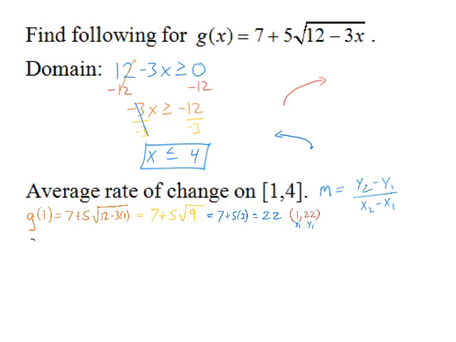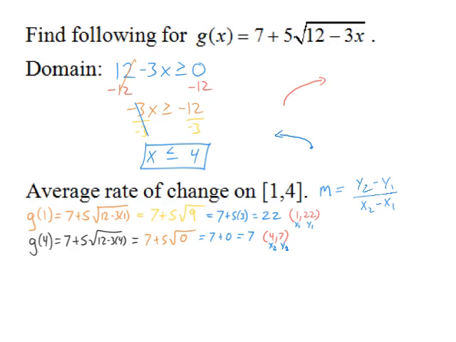So let's now do g of 4. Let's find the other coordinate, the other side. So 7 plus 5 times the square root of 12 minus 3 times 4. What does that give me? Well, that would give me 7 plus 5 times the square root of, what's 12 minus 12? It's 0. Okay, that would give me 7 plus nothing, which is 7. So that coordinate would be (4, 7). So wouldn't that be x2, y2? Now that we have our two coordinates, can we plug them in this formula and find the slope, which is the average rate of change?